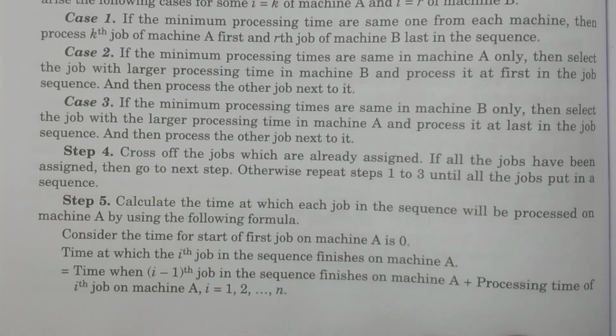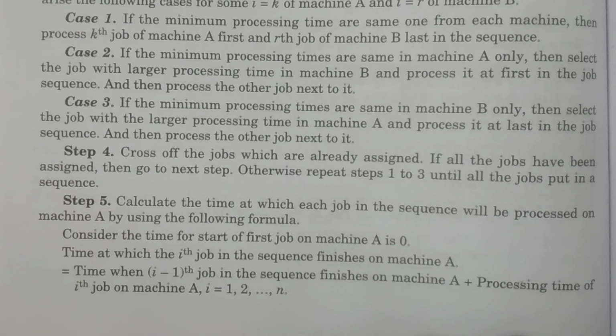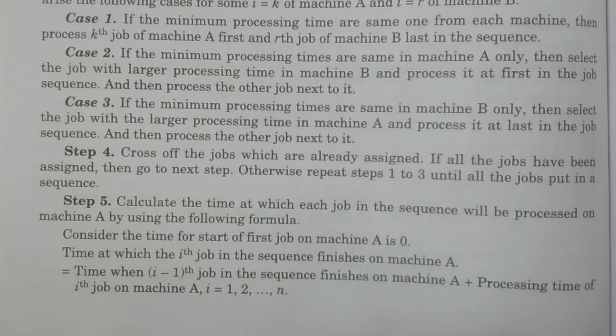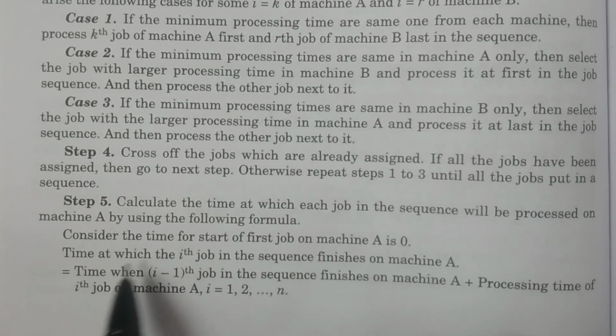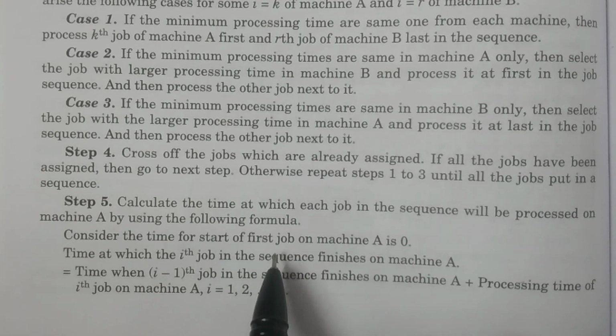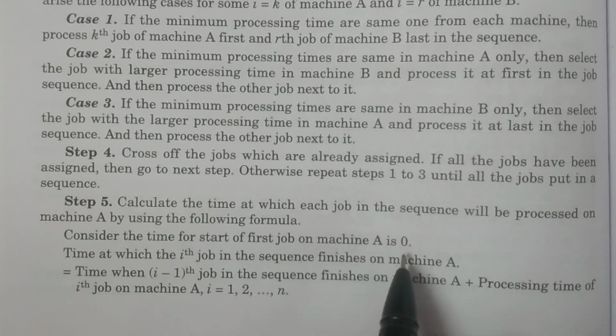What you have to calculate is the time in and time out of machine A. Time in means when a particular job is going to be started on machine A, and time out means when it leaves machine A, that is, when the job is finished. Similarly for machine B, time in and time out. These are the times which are going to be calculated. We consider when the ith job starts on machine A and when the ith job finishes on machine A. The starting time of the first job on machine A is considered as 0, the initial time.